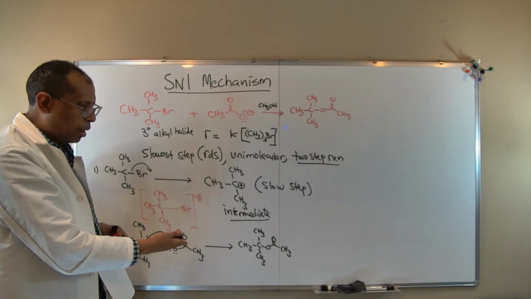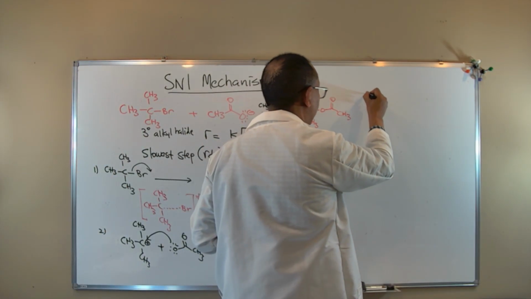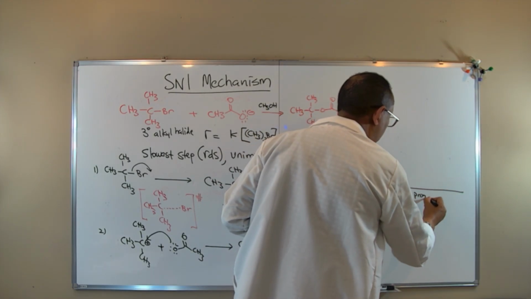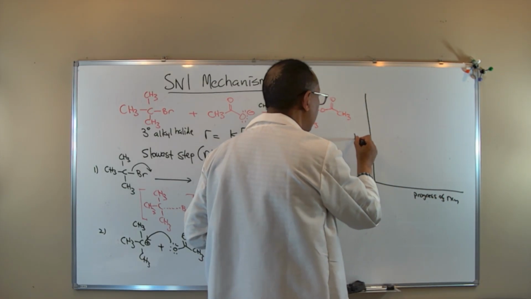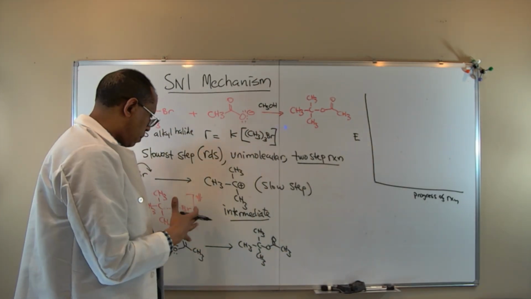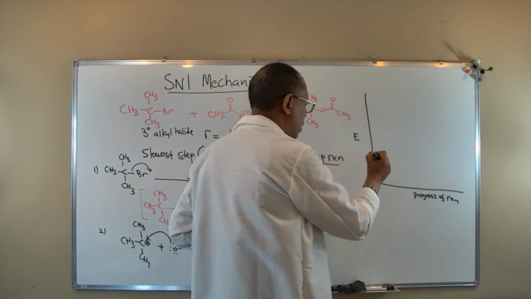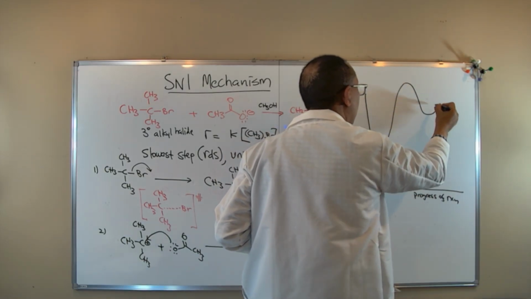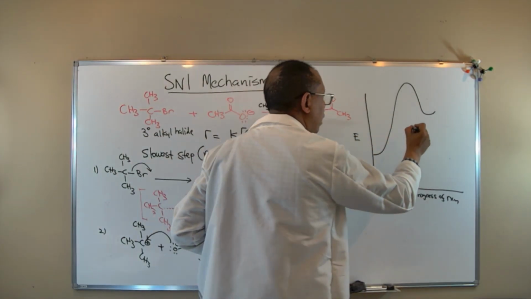How about the energy diagram for SN1? It is a little different from SN2. If I have this progress of reaction and energy, first the rate determining step is the dissociation to form a carbocation. So that is the highest transition state complex to form a carbocation. A carbocation, which is this, is called the intermediate.